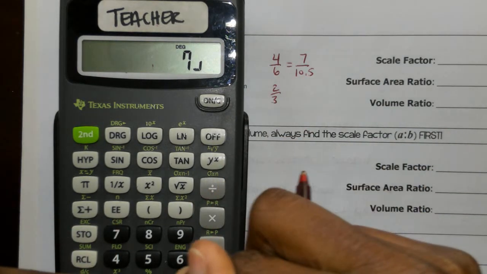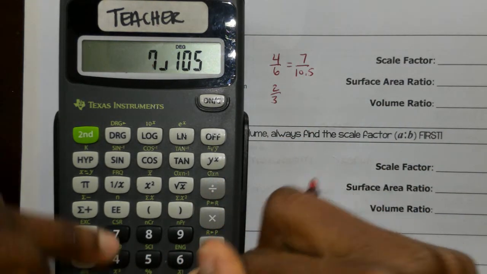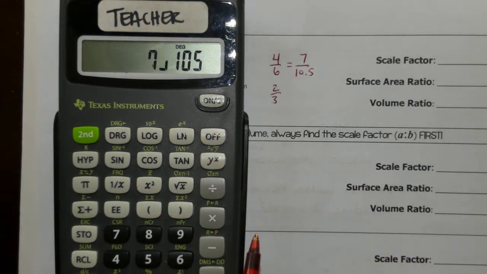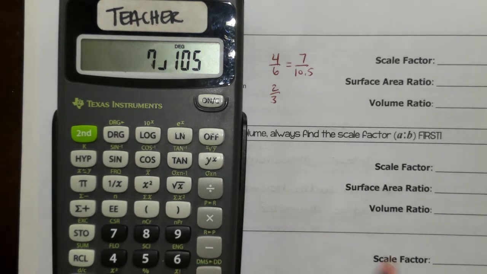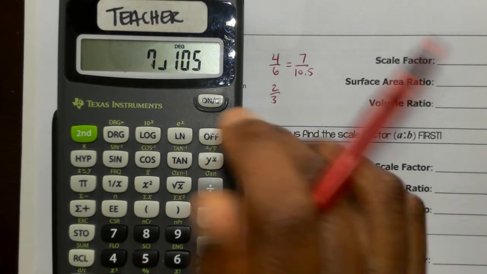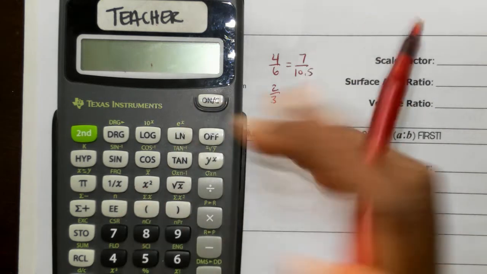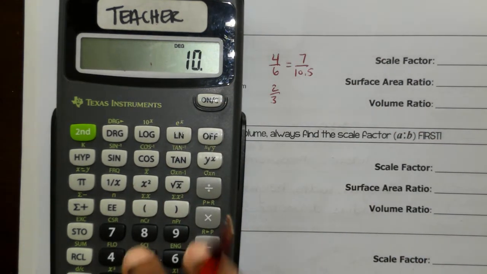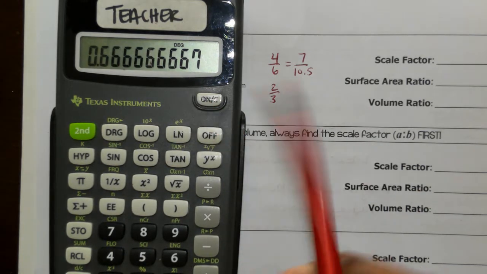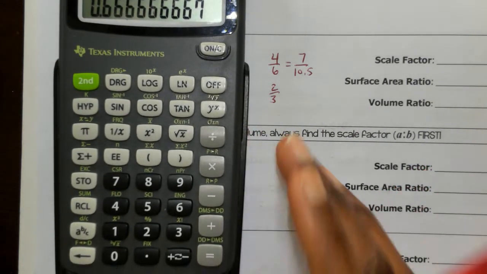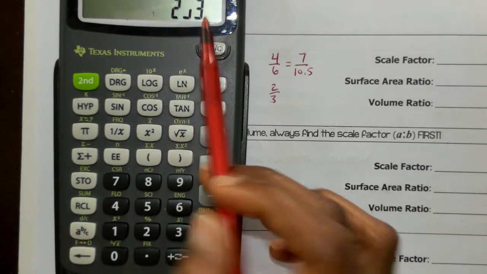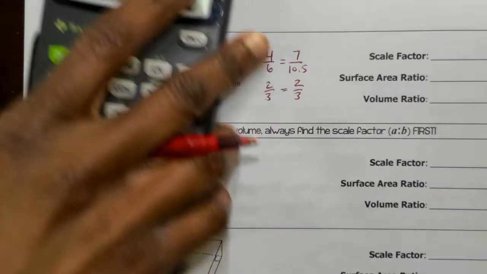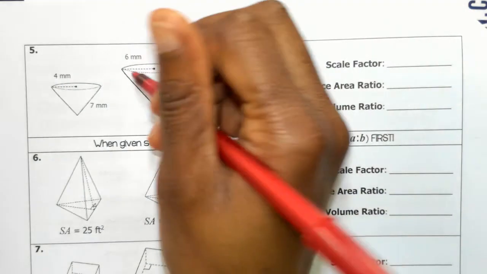If we do 7 over 10.5 and hit enter, okay, so it's not letting me do 0.5. So one way to get around that is to just divide it. 7 divided by 10.5, that's the quickest way. And then that gave us a decimal, but we can just use our decimal to fraction button and say, okay, it's 2/3. So 2/3 is the scale factor because these are linear measurements.